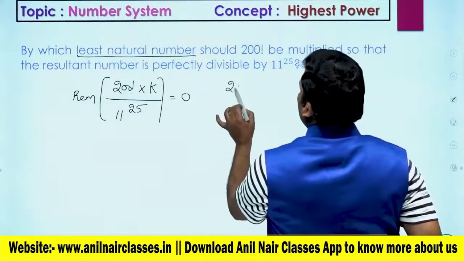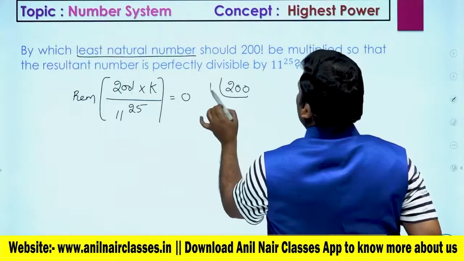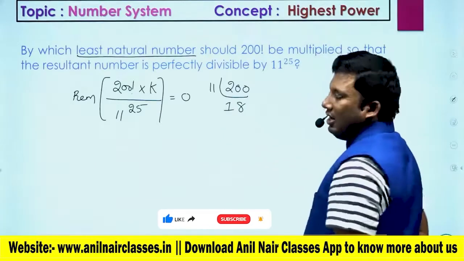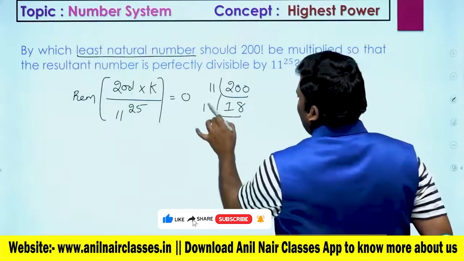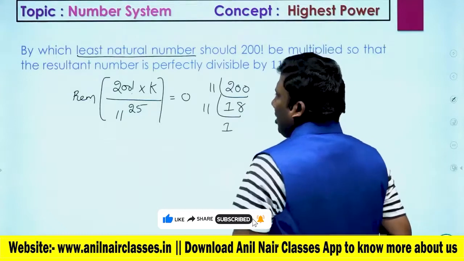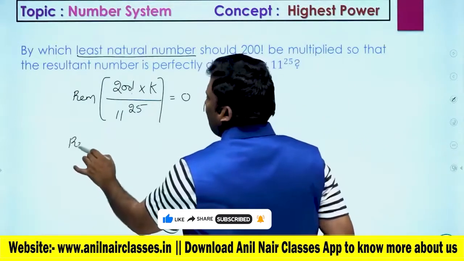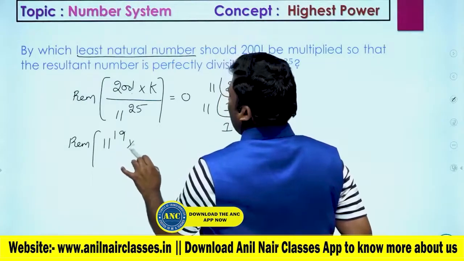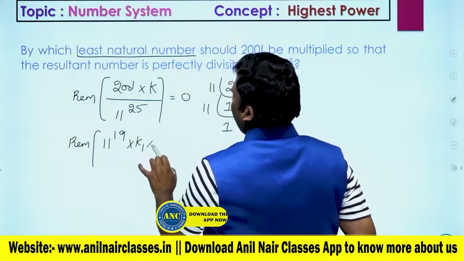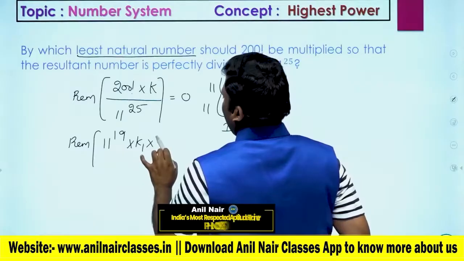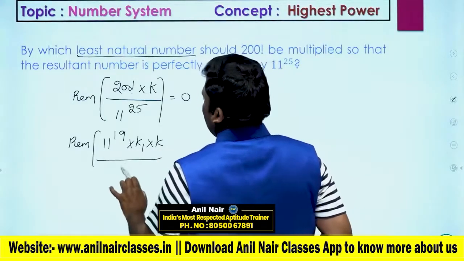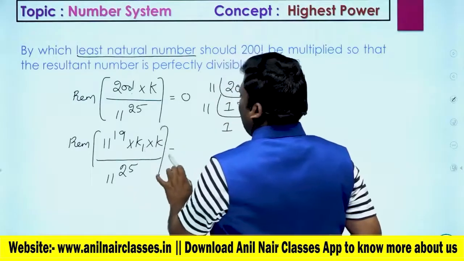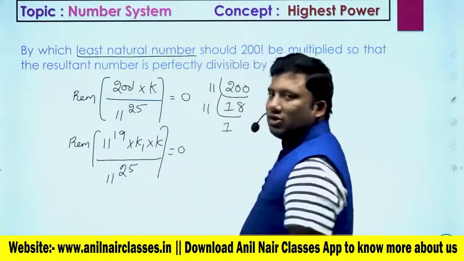200 factorial, if I divide by 11, 11 ones are 11, 11 eights are 88, and again 11 ones are 11. That means 200 factorial has the power of 11 as 11 power 19 into k1, into k, divided by 11 power 25. The remainder should be 0.